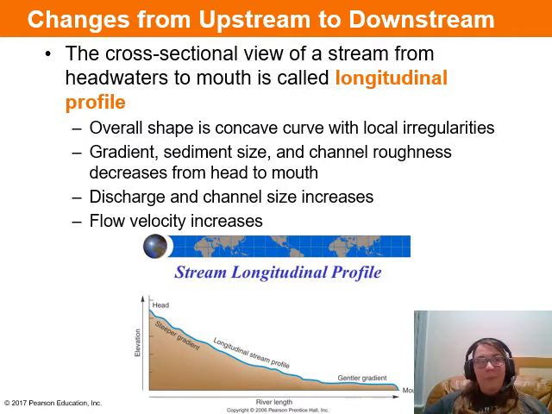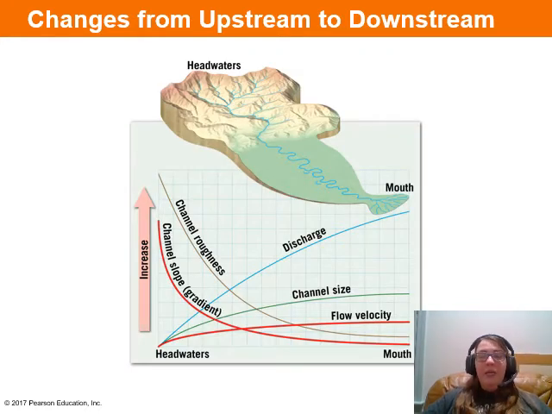And part of the size is because the volume of water is also increasing. Again, we're not only getting wider, but these rivers are getting deeper, which means that as we move towards the mouth, this river is now holding more and more water, meaning that the discharge is going to increase. The amount of water moving through per second is going to increase just because we have a lot more water moving through the mouth than we do in our headwaters.